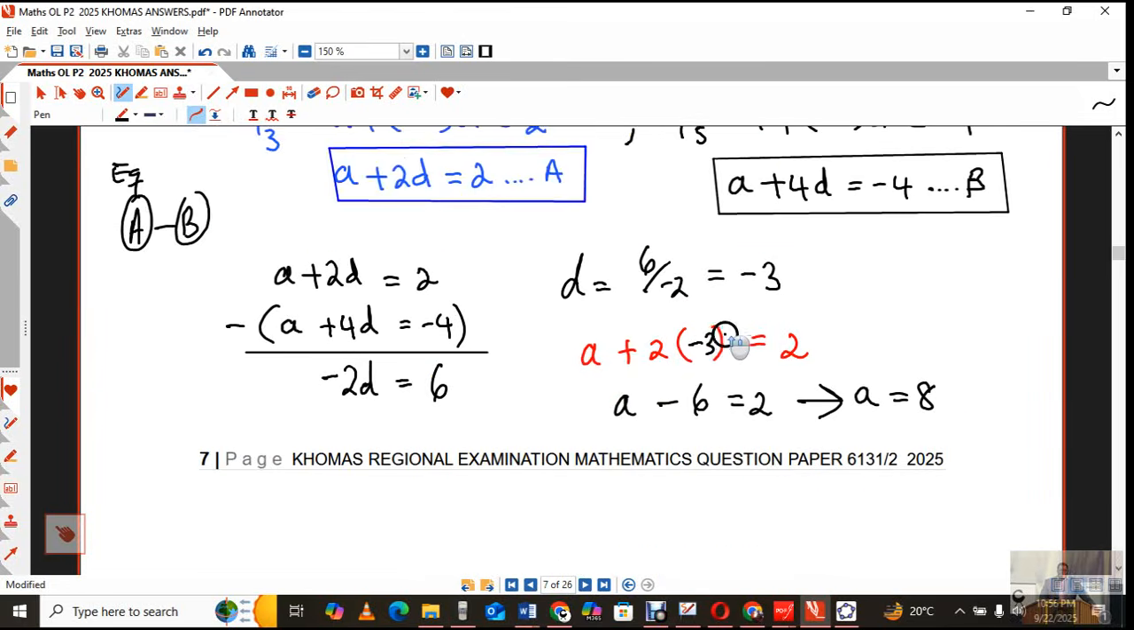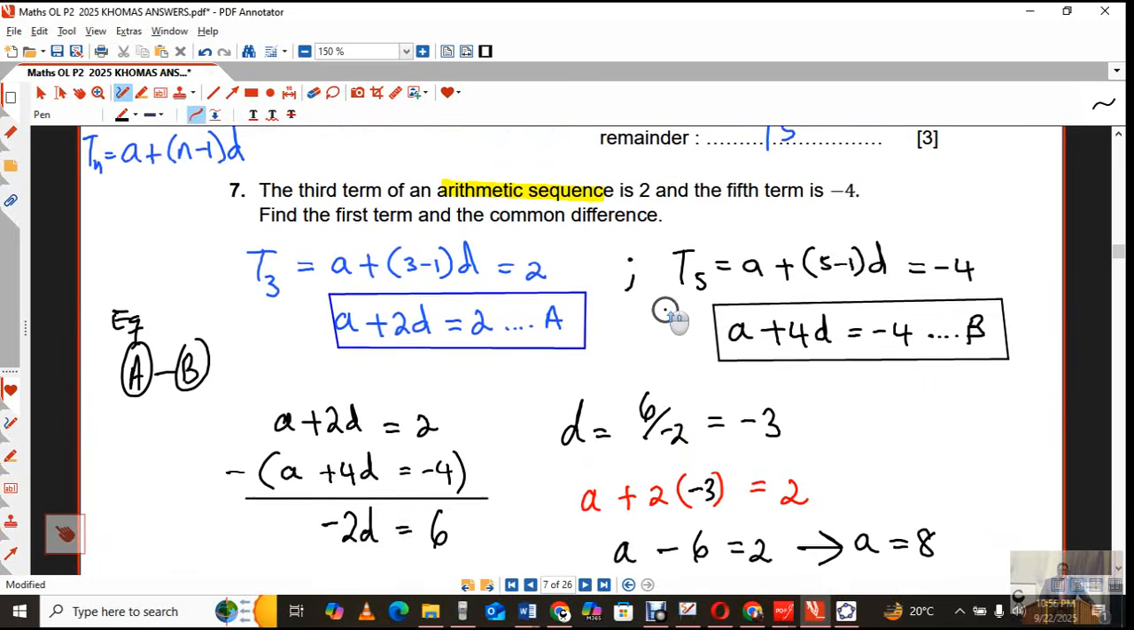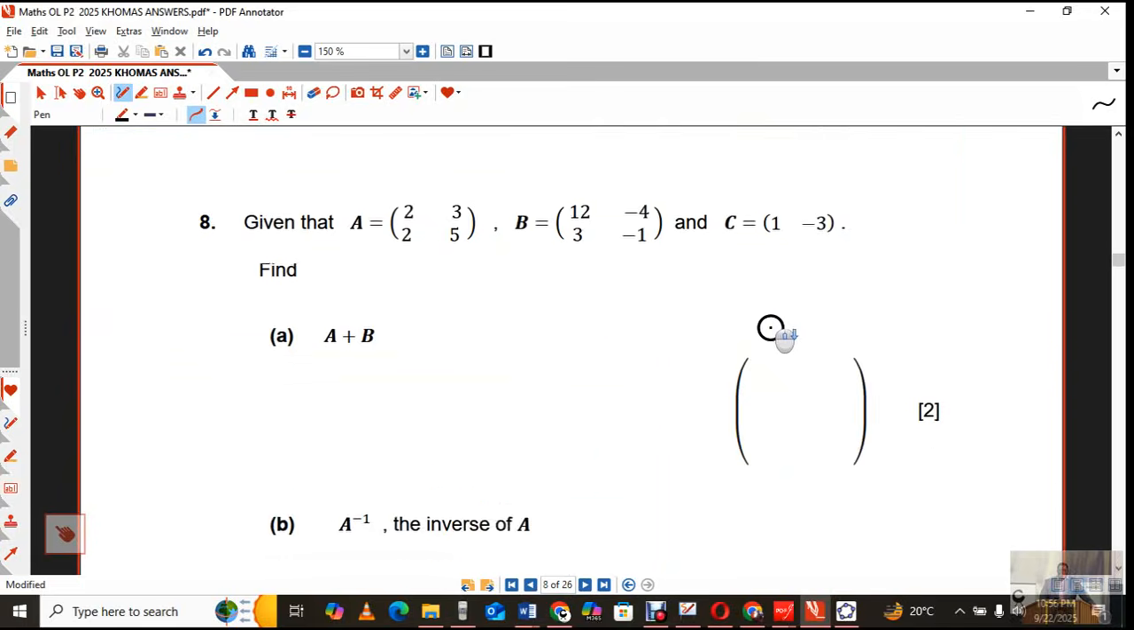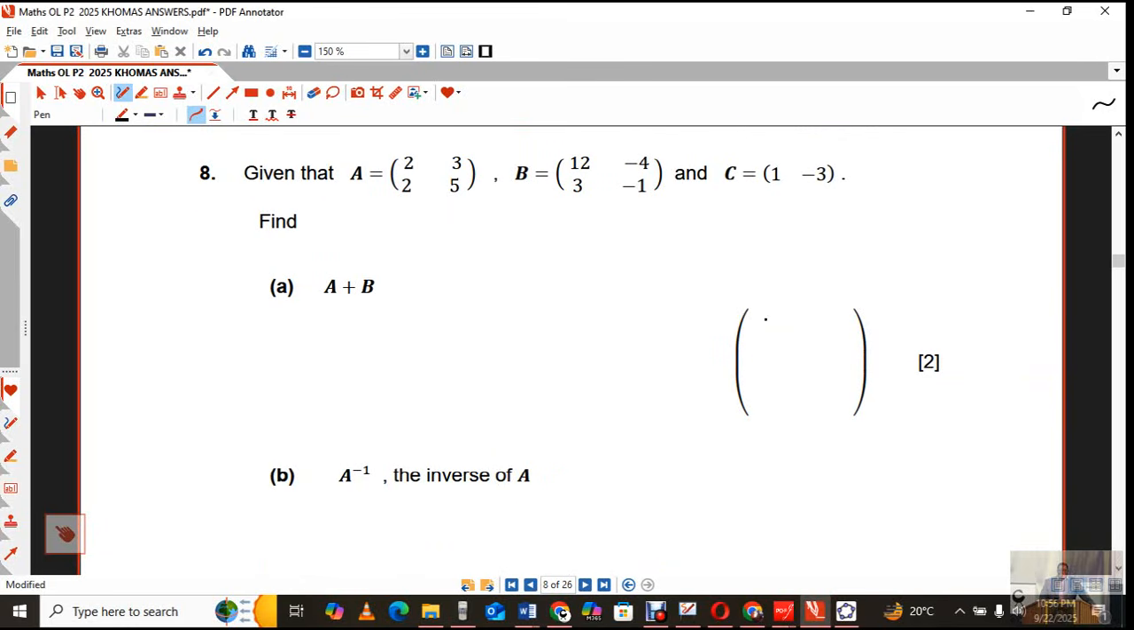Okay, right. So you can always go back and confirm and check what it is that I was doing there. Right, let's look at question 8. It's a question on matrices. You have matrix A, matrix B, and matrix C.